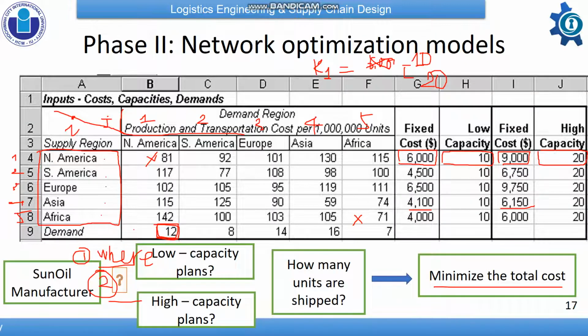So if we open the North America plant, the fixed cost F1 here, where 1 represents North America, will equal 6,000 if we open the low capacity facility, and F1 will equal 9,000 if we open the high capacity plant, right?